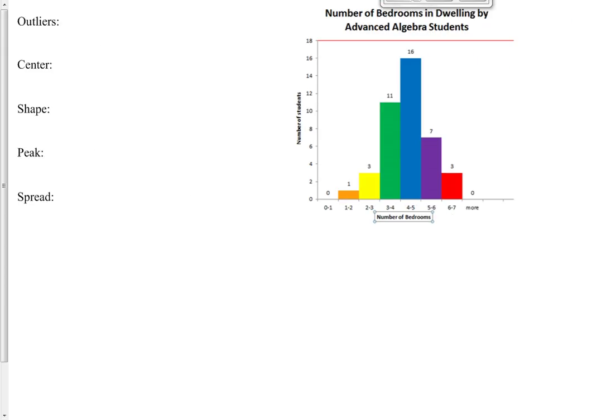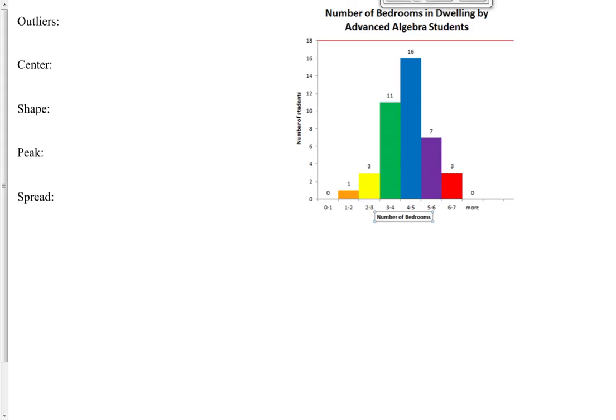Let's try one more here altogether. When we're looking at this one, let's again get the context of the data. It's always helpful to read a graph when we know what the data is talking about. So the number of bedrooms in a dwelling by advanced algebra students. Once again, I asked this question: do you live in a 3-bedroom house? Do you live in a 1-bedroom house? Do you live in a 7-bedroom house? Do you live in a 2-bedroom apartment? Whatever the case might be, they answered appropriately.